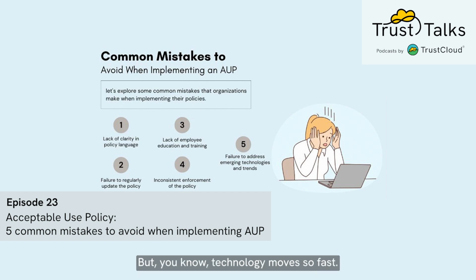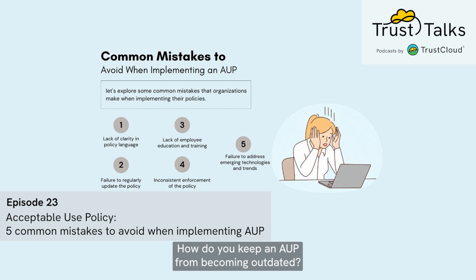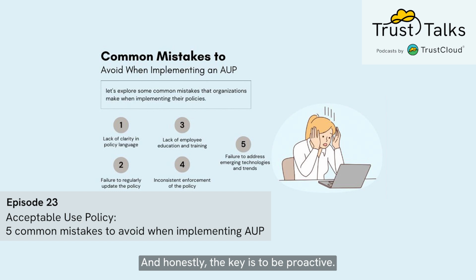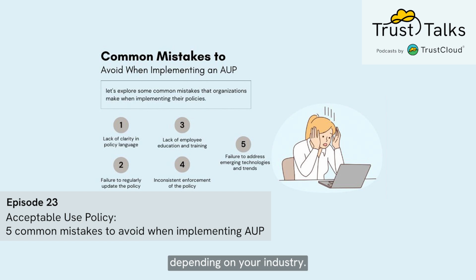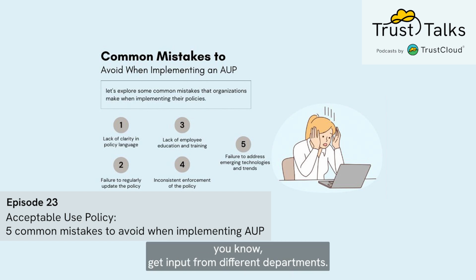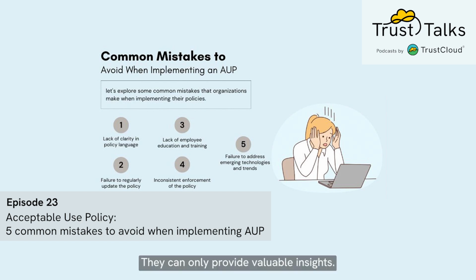But technology moves so fast. How do you keep an AUP from becoming outdated? That's a great question. And honestly, the key is to be proactive. Review your AUP at least once a year, maybe even more often, depending on your industry. And when you're doing that review, don't be afraid to get input from different departments, IT, legal, HR, even employees themselves. They can all provide valuable insights.